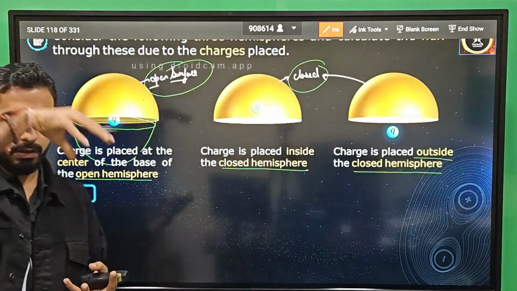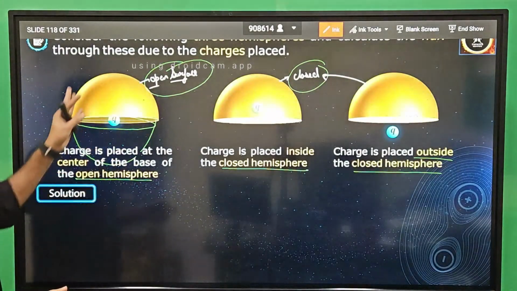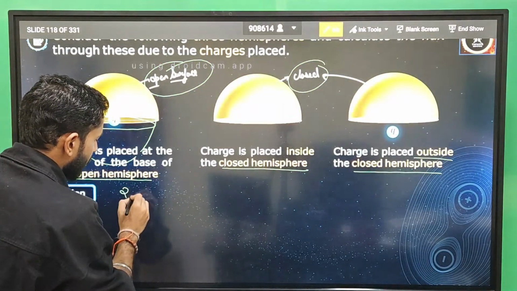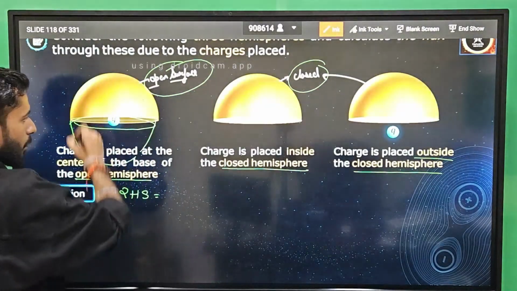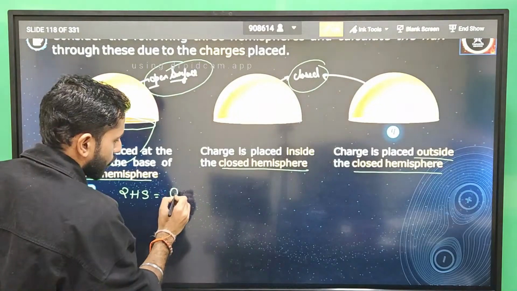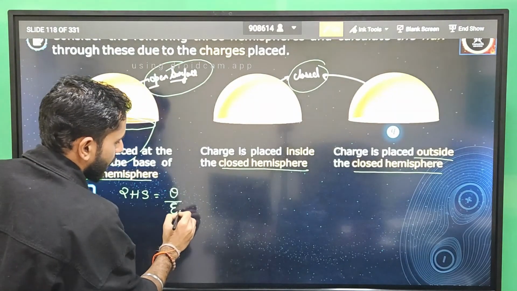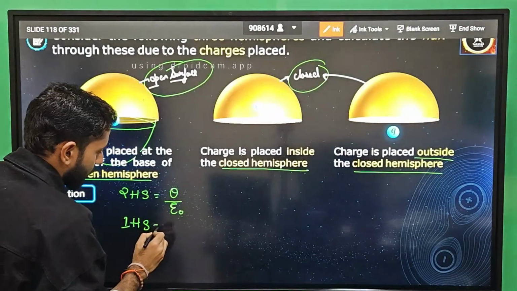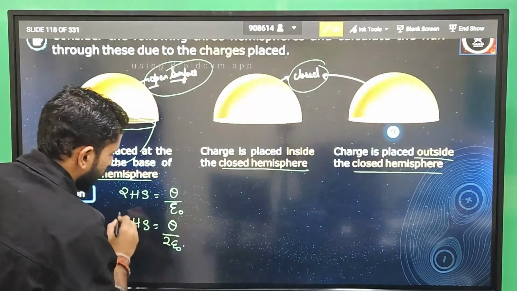Now if it was a hemispherical ball and from the downside also I bring one more hemispherical ball, now I can say it is a closed surface. That means, due to two hemispheres, what is the net flux? Now if this is a complete sphere, what will you write as the net flux? Q that is present inside divided by epsilon naught. But the question is actually asking you for one hemisphere. That means for one hemisphere, what is the net flux? You will write Q divided by 2 epsilon naught.